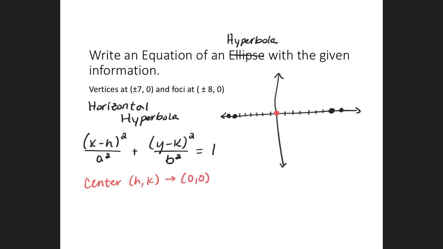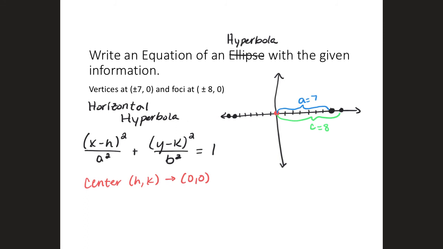The other important information is that now that I know where my center is, I can calculate the distance between the center and my vertex, and this is going to be my a value. I can also calculate the distance between my center and my foci, and this is my c value. So I have an a value of 7 and a c value of 8.